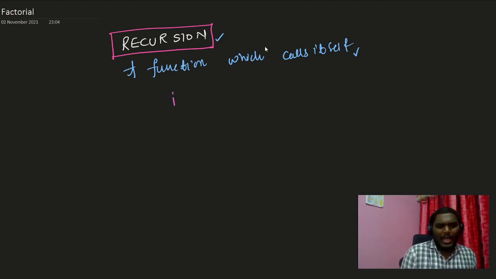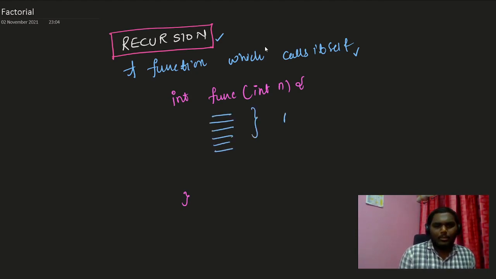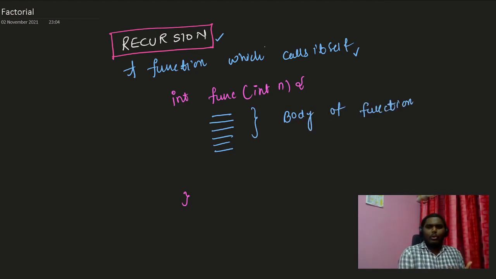So let's say you have a function, let's say fun, and you are getting some input here, and you have some tasks to execute. Let's say you are executing all the tasks here, the body of a function, and right before exit, like returning from the function, if you make a call to the same function again, so again you are making a call to this function.